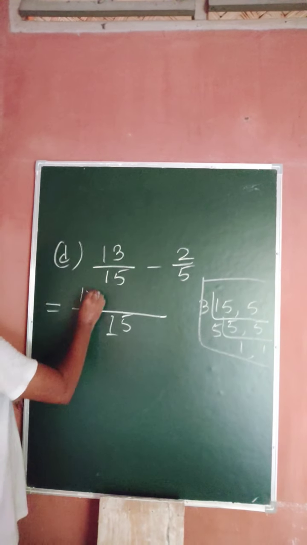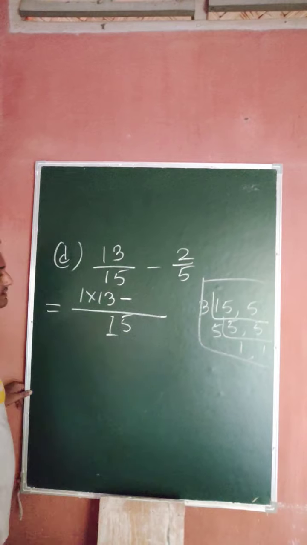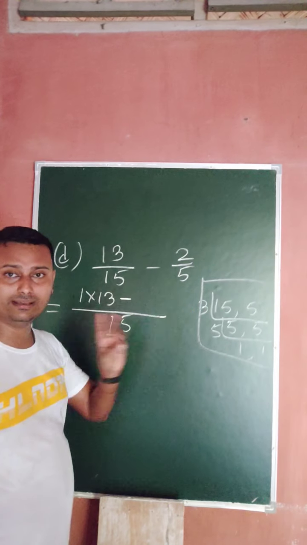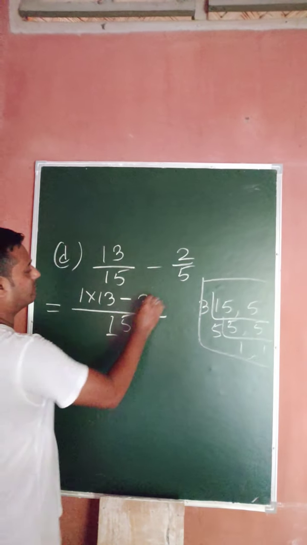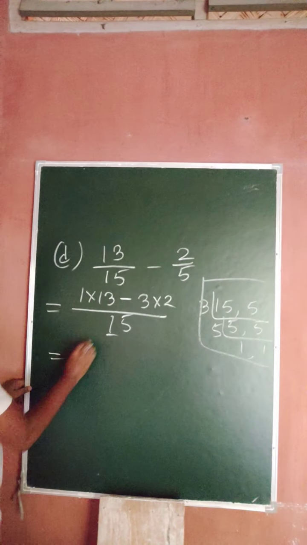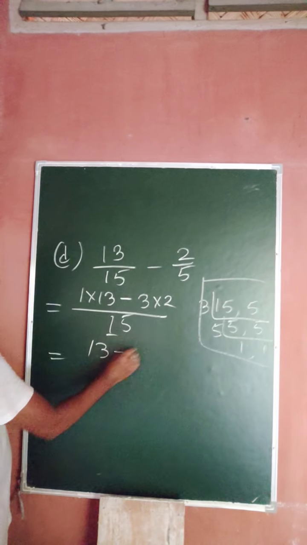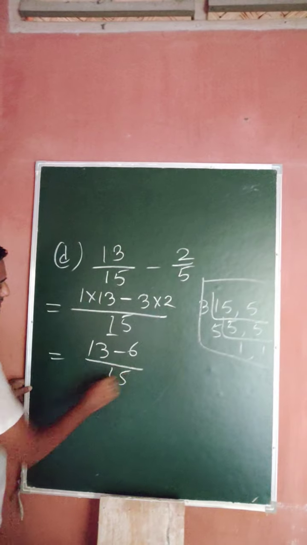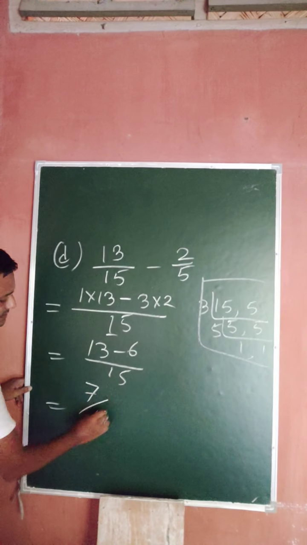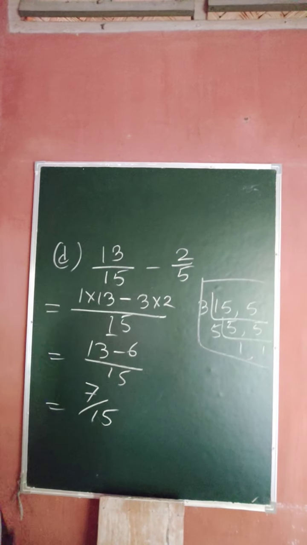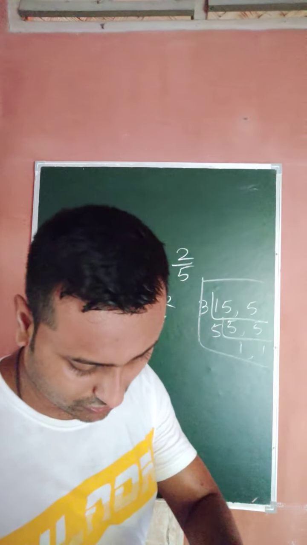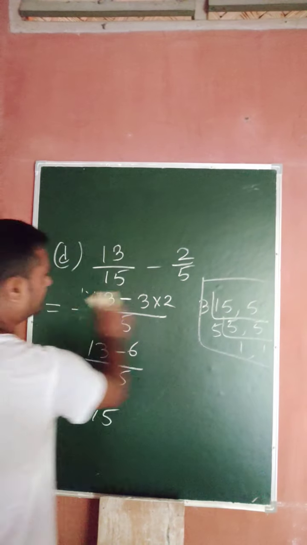So now 15 divided by 15, you will get 1. That 1 into the numerator 13, minus 15 divided by 5 becomes 3. That 3 into the numerator 2. So 13 minus 6 divided by 15. That is 7 by 15. Okay. So the next question is question number E, which is very important.